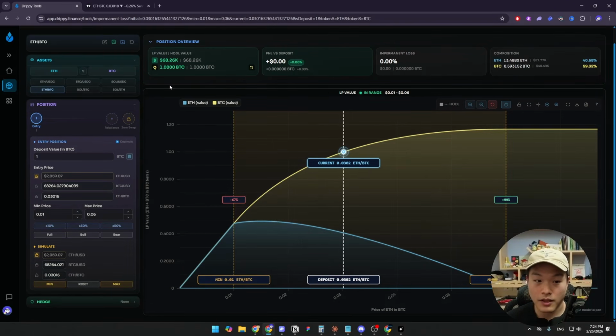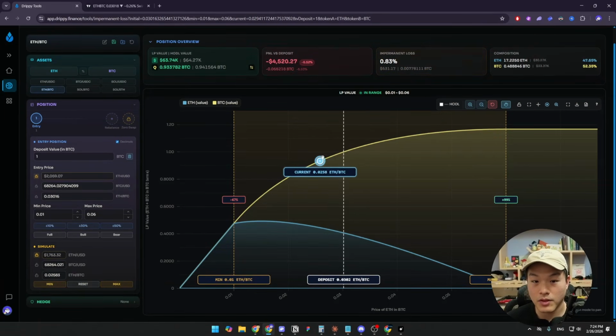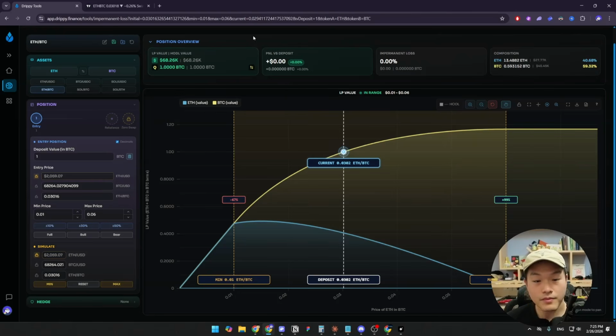So in the beginning, if I'm depositing BTC, it doesn't matter what the price does in the meantime, right? I might be gaining BTC on the upside and then I might be losing BTC on the downside. But if prices do reset to this initial entry, I would gain back my 1 BTC.